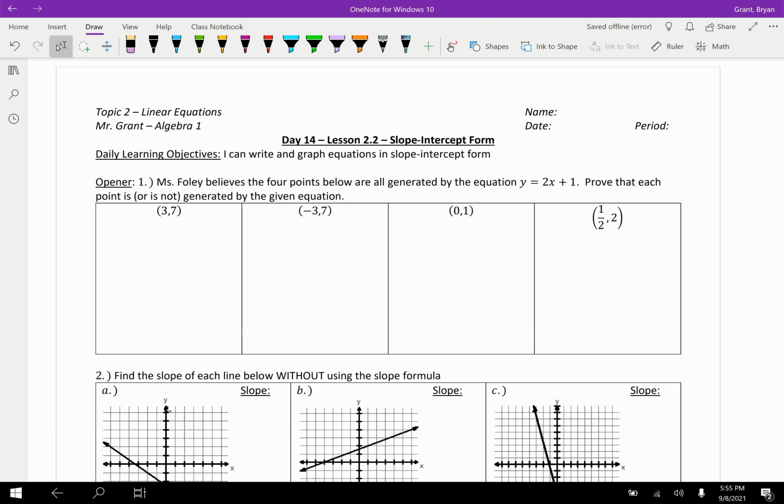So let's start. Miss Foley believes that the 4 points below are all generated by the equation y equals 2x plus 1. Prove that each point is or is not generated by the equation.